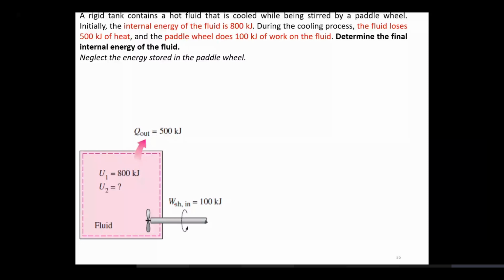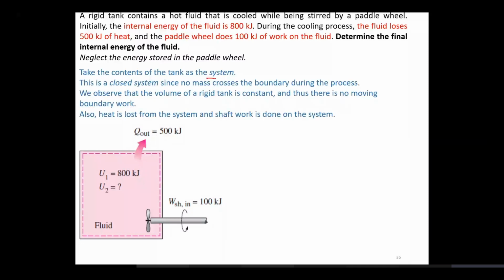All right. Now, if I look at the details that we have discussed so far, we have taken the contents of the tank as the system. And since it's a rigid tank, we have assumed it to be a closed system, that no mass is crossing the boundary during this process. Since the volume of the tank is constant, there is no moving boundary work that is being done on the process. Heat is being lost to the surroundings, and shaft work is done on the system.